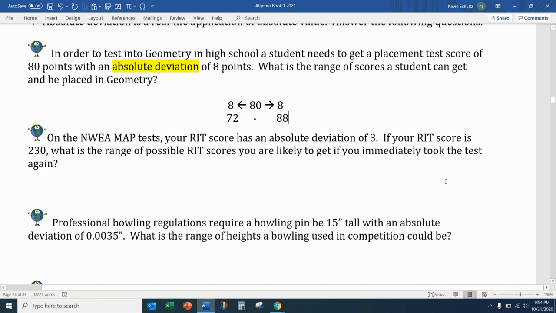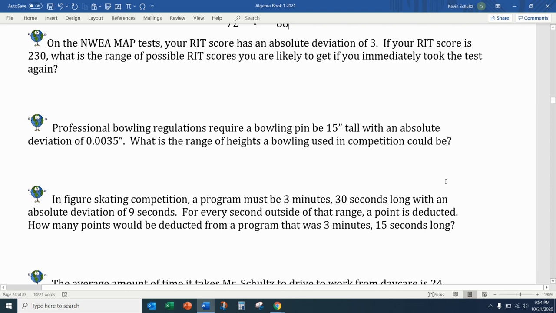Professional bowling regulations require a bowling pin be 15 inches tall with an absolute deviation of 0.0035 inches. What is the range of heights a bowling pin used in competition could be? So 15 is the target number, which you're trying to get to, but human error exists, machine error exists. It could be 0.0035 inches taller, or 0.0035 inches shorter.